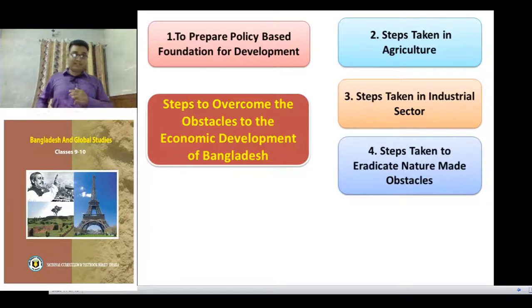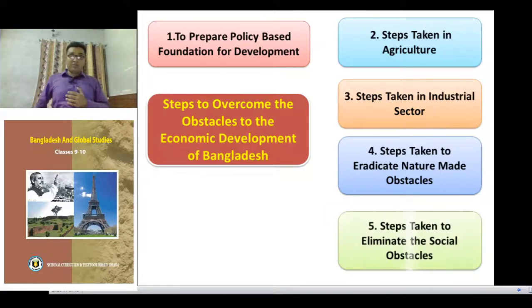The next point is steps taken to eradicate nature-made obstacles. Dear students, it's very difficult to control natural calamities, but by taking different measures, we can minimize the losses from natural calamities. The next point is steps taken to eliminate the social obstacles. That means we have to take all of the measures to eradicate social superstition from society. We have to take all of the measures to eradicate corruption from society. Okay, so we have to take these steps to overcome the obstacles to the economic development of Bangladesh.